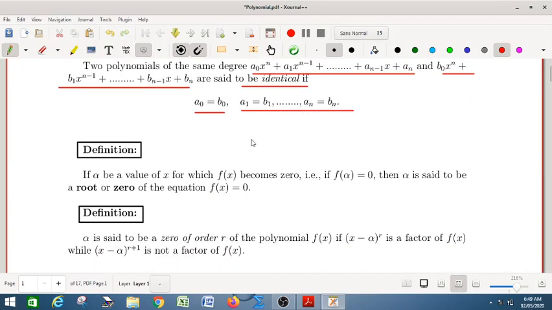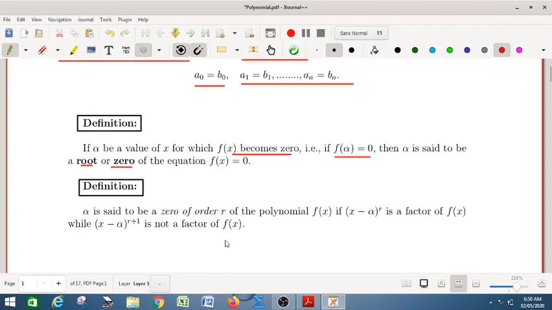Okay, next definition, a very important definition. What are the zeros or roots of a polynomial equation? If alpha is a value of x for which f(x) becomes 0, that is f(alpha) equal to 0, then alpha is said to be a root or zero of the equation f(x) equal to 0. Okay, if f(alpha) equals 0, that is, the polynomial is 0 for some value of x, in that case that value alpha is said to be the root or zero of that equation. So we'll see some examples for that later on.